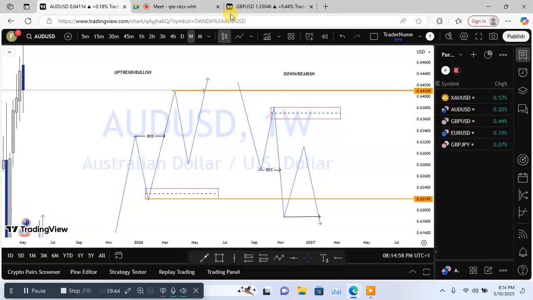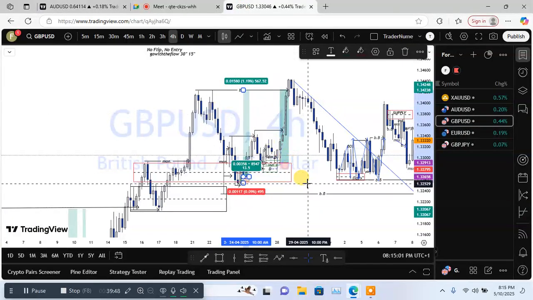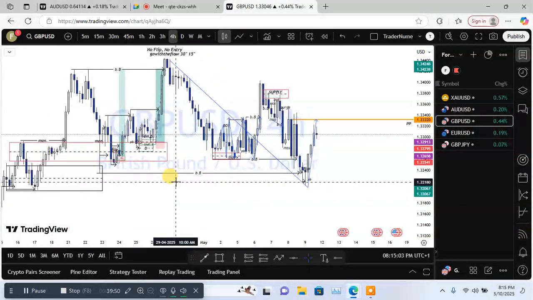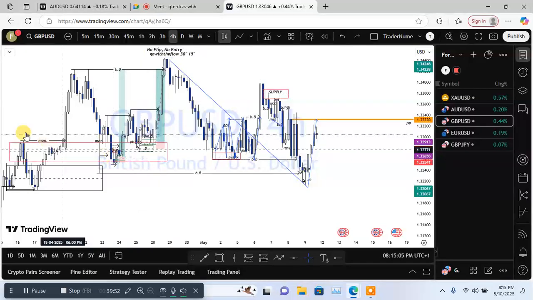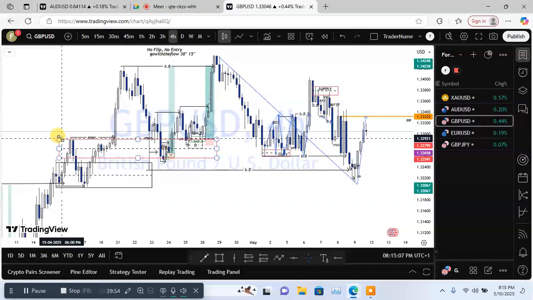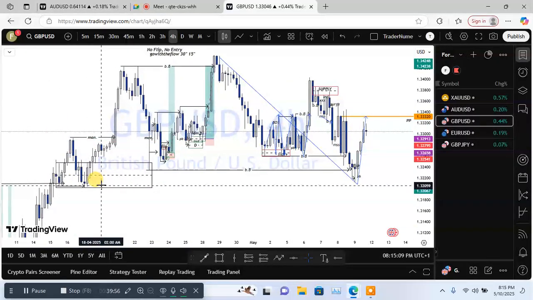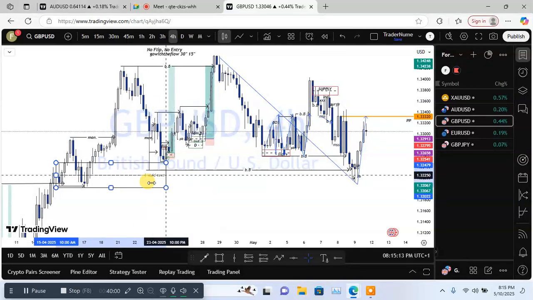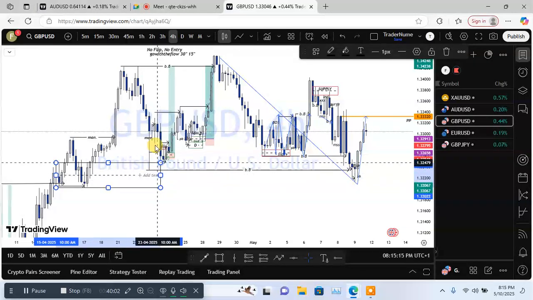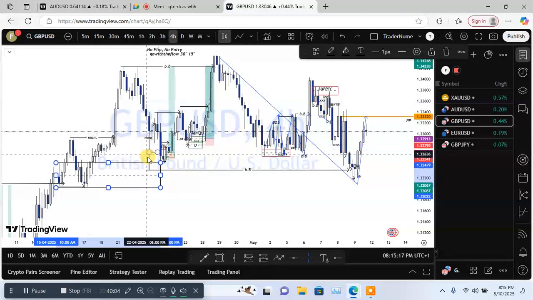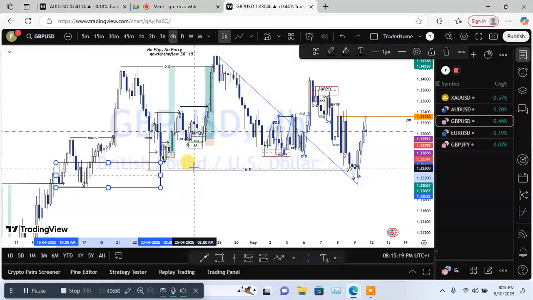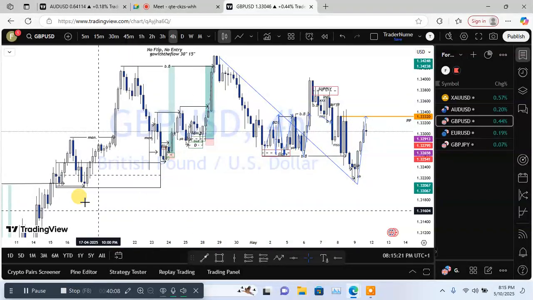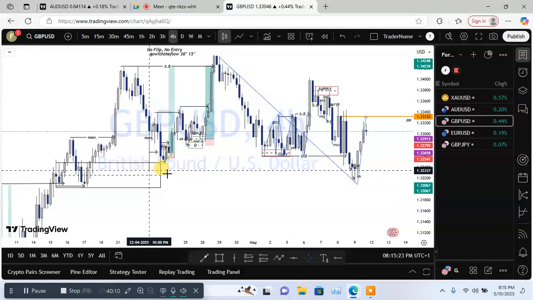So okay, I've given you a market example. This is a 4 hour market, which I've shown you. This is the demand zone here. See how the market price came down and mitigated the demand zone. If you look closely here, this candle dipped into this point here. Look at the candle. This is the wick.